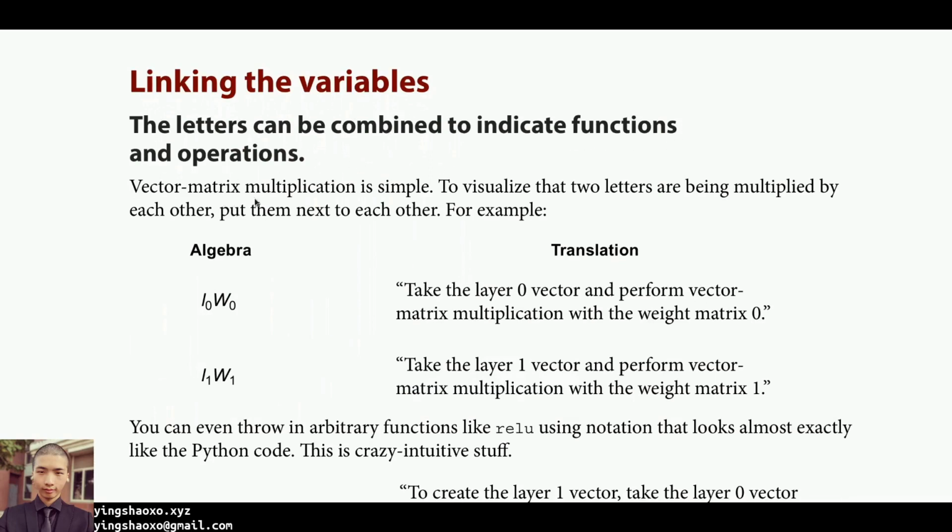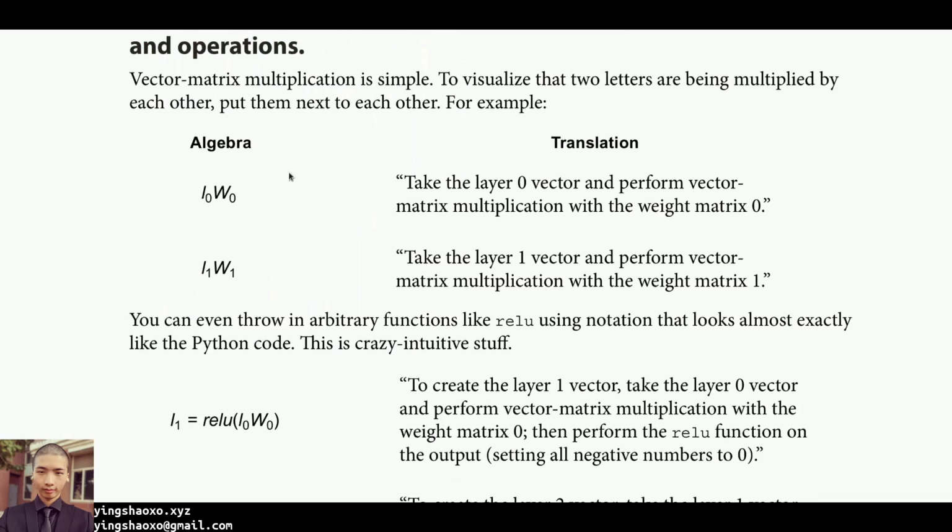Vector matrix multiplication is simple. To visualize that 2 letters are being multiplied by each other, put them next to each other. For example, the algebra L0 times W0 means layers times the weights.